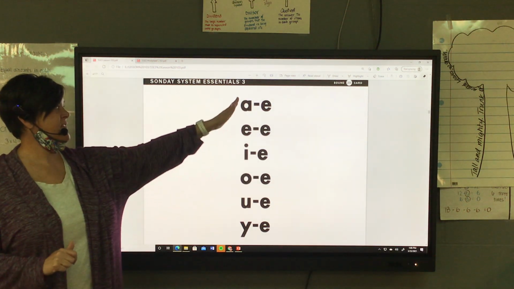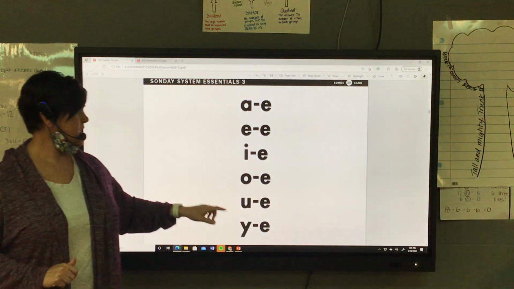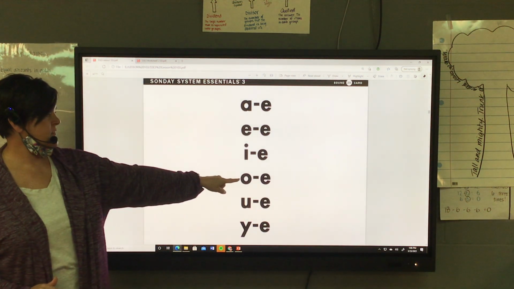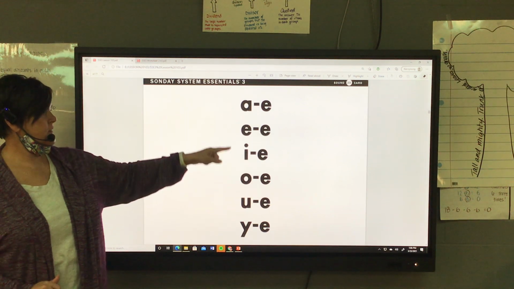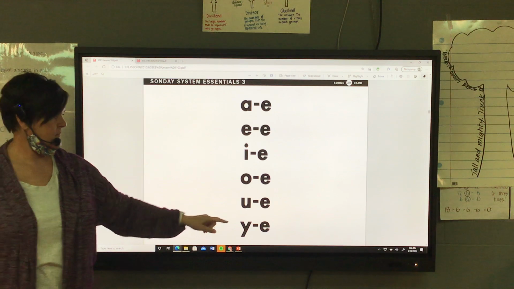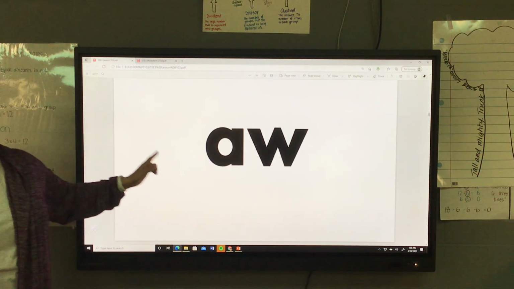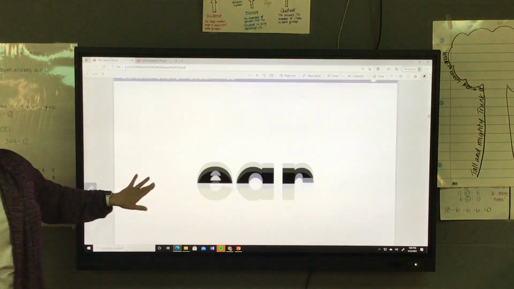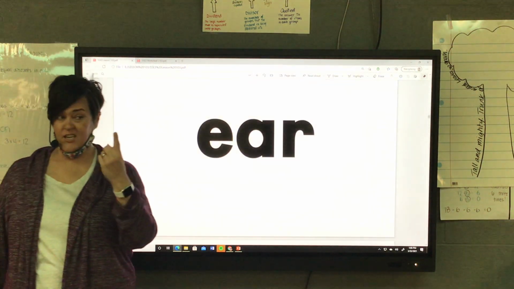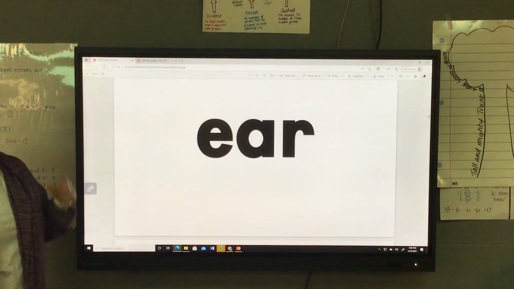Sounds because it's a vowel, consonant, silent E. So this one says... Ear. Remember, it has two sounds now. Ear.